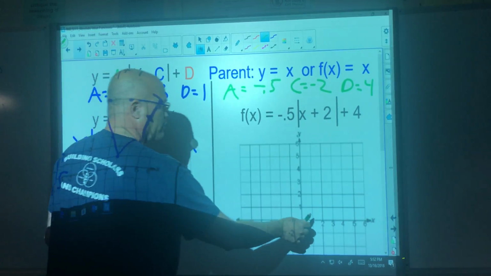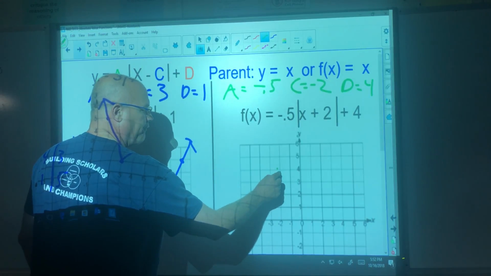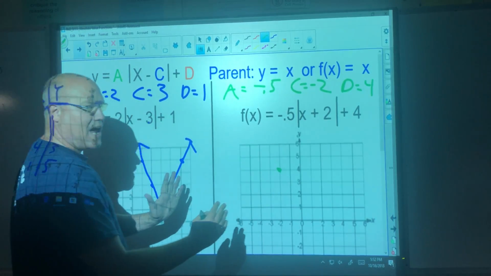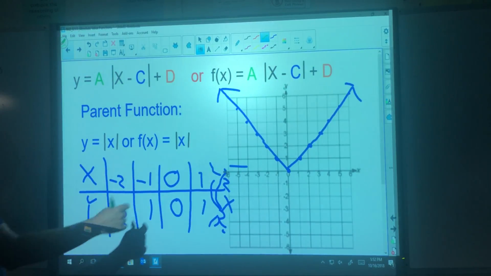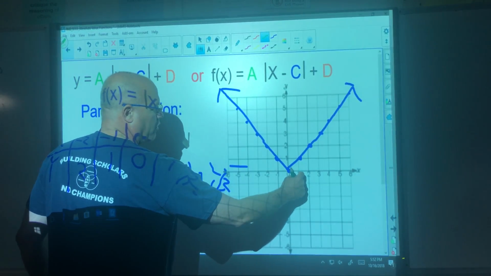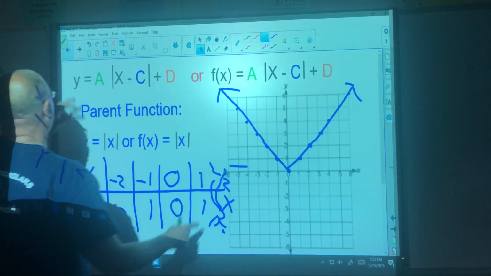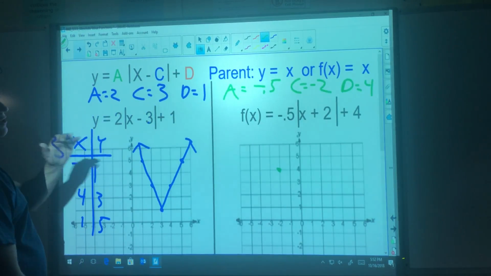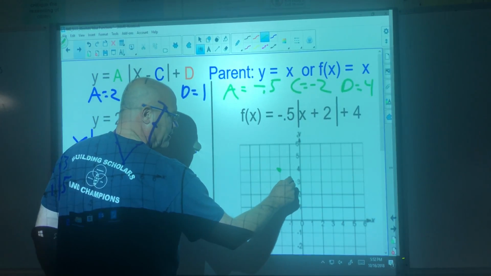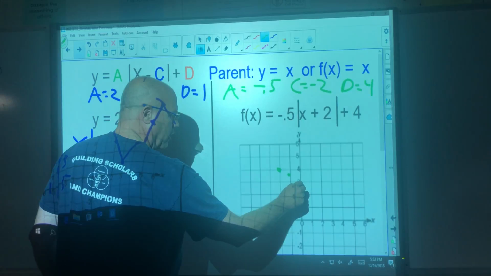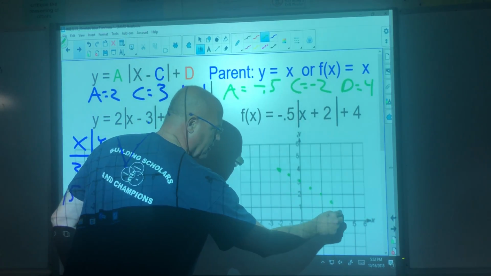All right, so let's do it. We're going to go left 2, 1, 2, 3, 4. We know it opens down. If it was a reflection of the parent graph, we'd go over 1, down 1, right? Over 1, down 1. But this time, our a value is actually only a half, or 0.5. So I'm going to go over 1, down a half. Over 1, down a half. I just keep doing that until I run out of space.